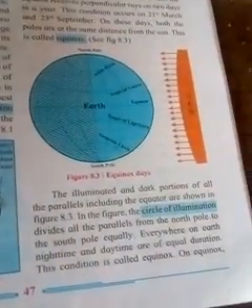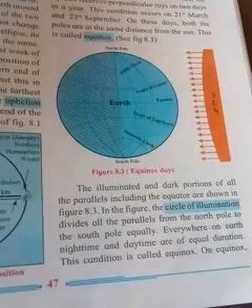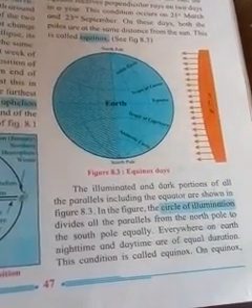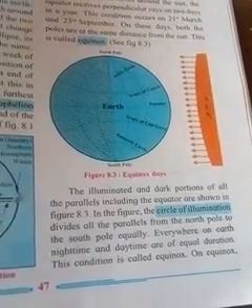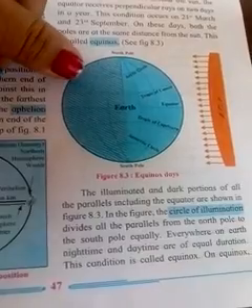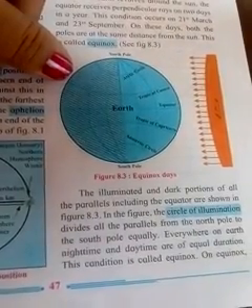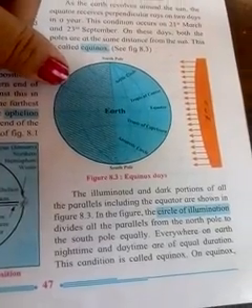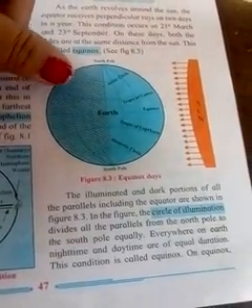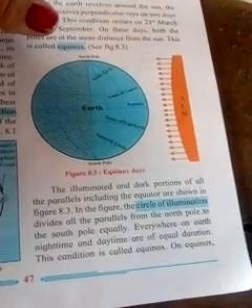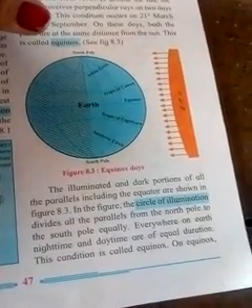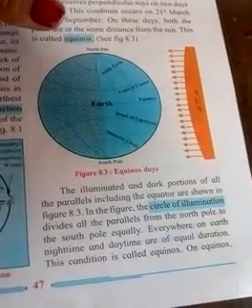The illumination and dark portions of all the parallels including the equator are shown in figure 8.3. In the figure, the circle of illumination divides all the parallels from the north pole to the south pole equally. That means in the diagram, the illuminated and dark portions of all the parallels including the equator are shown. Everywhere on the earth, night time and daytime are of equal duration.